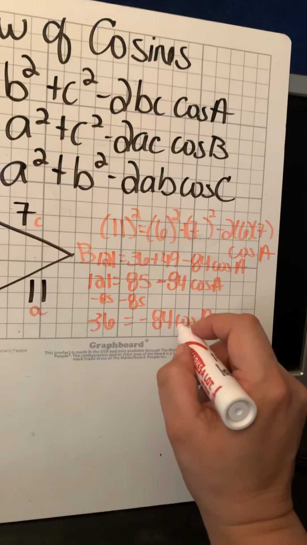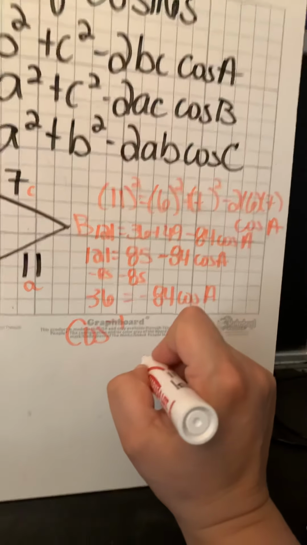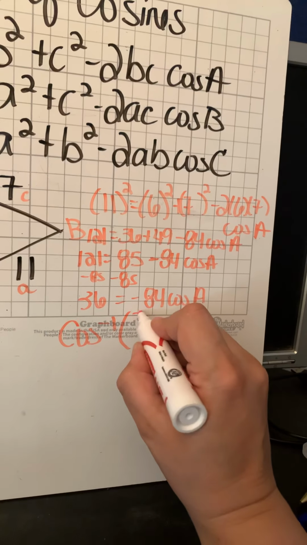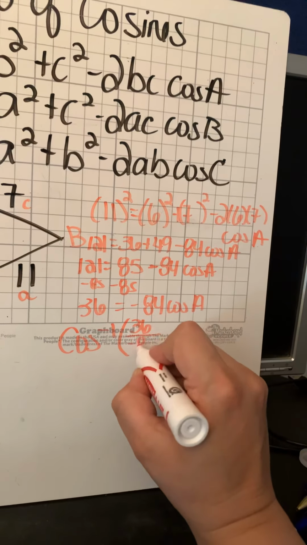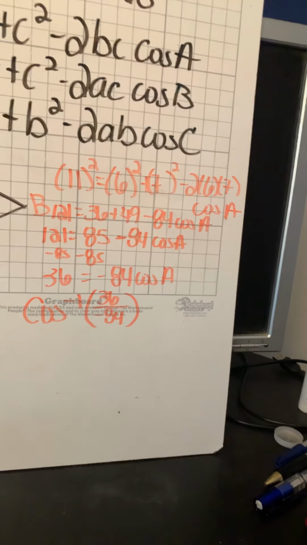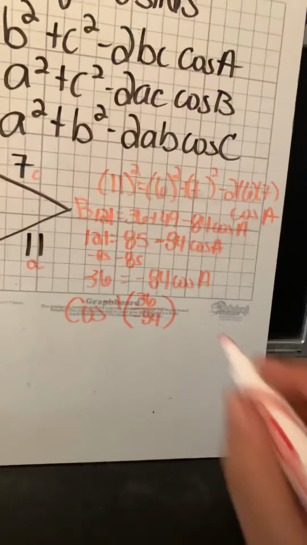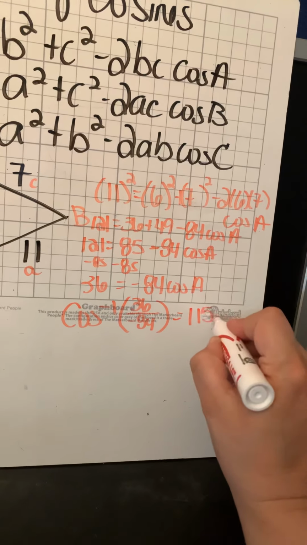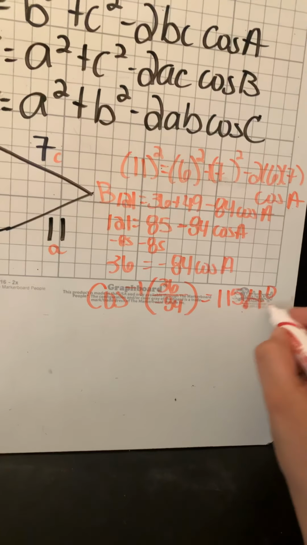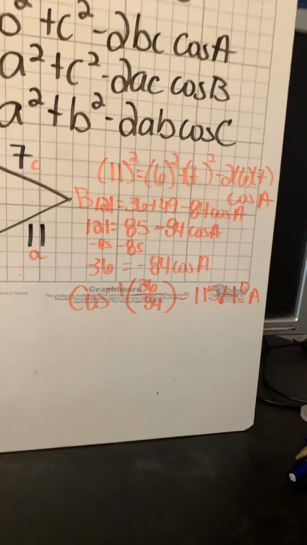We're finding an angle, right? So when you're finding an angle, we're doing the inverse function. So it'd be cosine inverse, and you had to divide that, 36 over negative 84. Okay, so second cosine to get that cosine inverse, 36 over 84, and make sure you get that negative in there. So I get 115.4 degrees. That is my big A.